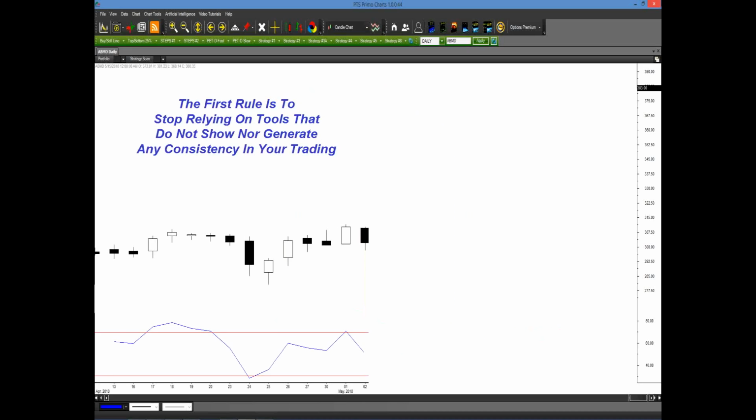Now the first rule, as with all of our methods and techniques, is to stop relying on tools that do not show nor generate any consistency in your trading. Remember, we're not here to tell you how to trade, but we're giving you 41 plus years of experience and advice. So our suggestion, not a requirement, would be to get rid of news. There's no reason to look at overbought, oversold oscillators. There's no reason to look at volume. There's actually no reason to look at support resistance. This is silly. Trust me, for someone who's been trading those things for over 4 decades and seeing them on a daily basis, there is no consistency in those techniques. So don't waste your time, and most especially, don't waste your hard-earned money.